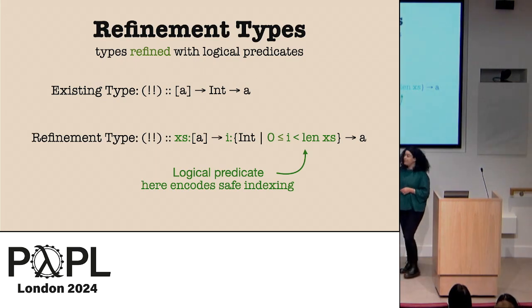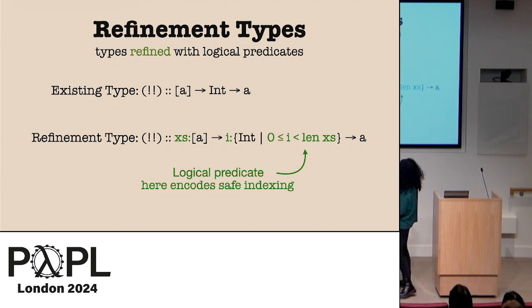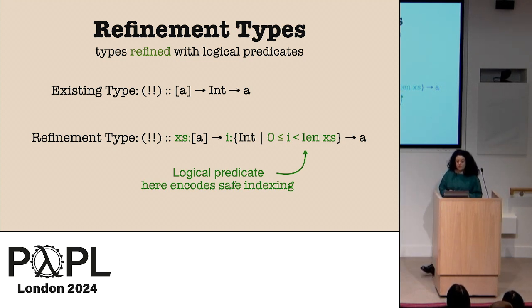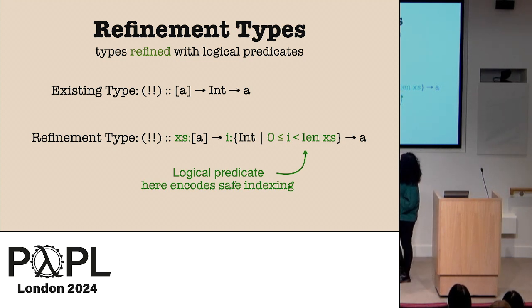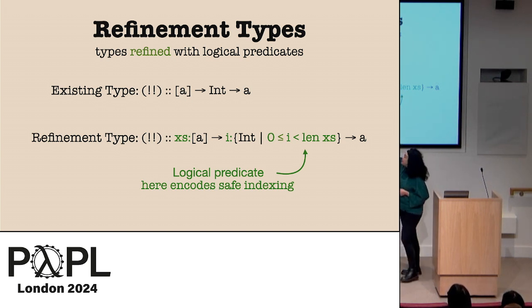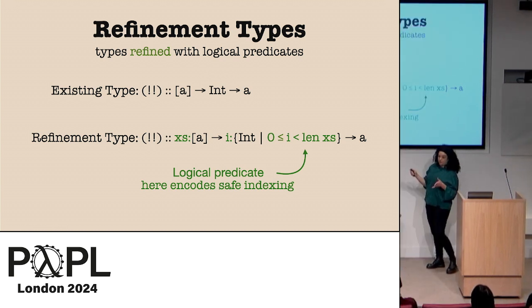Okay, so for those of you who don't know, the concept is quite simple. Refinement types basically refine types with logical predicates. And this is a standard example, the most used example of refinement types. So I am starting from an existing type. I'm going to start with an existing type of list indexing, and I'm going to refine it with a logical predicate to encode safe indexing.